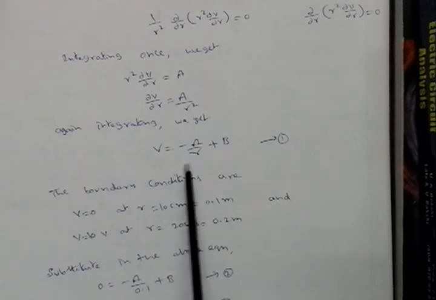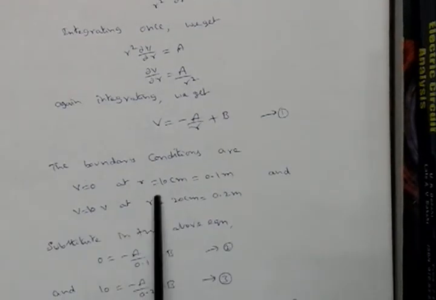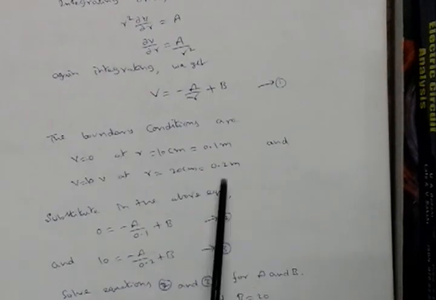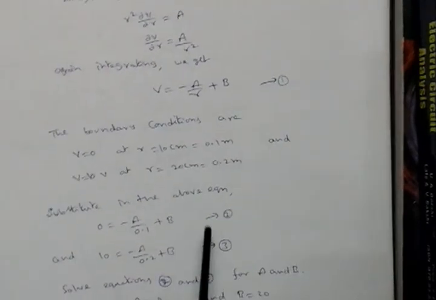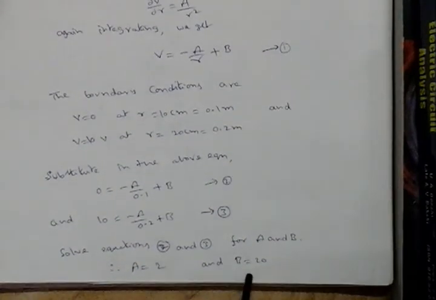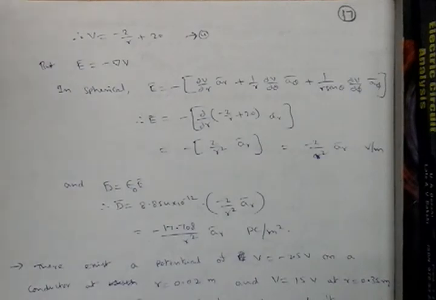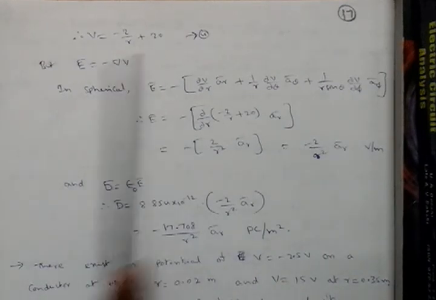Now we need to solve the two constants, A value and B value, using the boundary conditions. V is equal to 0 at R is equal to 10 centimeter, that is 0.1 meter. V is equal to 10 volts at R is equal to 20 centimeter, that is 0.2 meter. Substitute both the values in this equation. Finally, we will get constant A is equal to 2 and constant B is equal to 20. So finally, we will get V is equal to minus 2 by R plus 20.